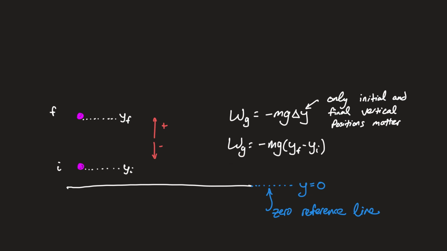All right, well, here's the result. And gravity is what's called a conservative force. Only the initial and final vertical positions matter for calculating the work done by gravity. So we end up asking the question, how much of the force of gravity is parallel to that vertical displacement? Well, all of it. Gravity points down and the displacement is up.